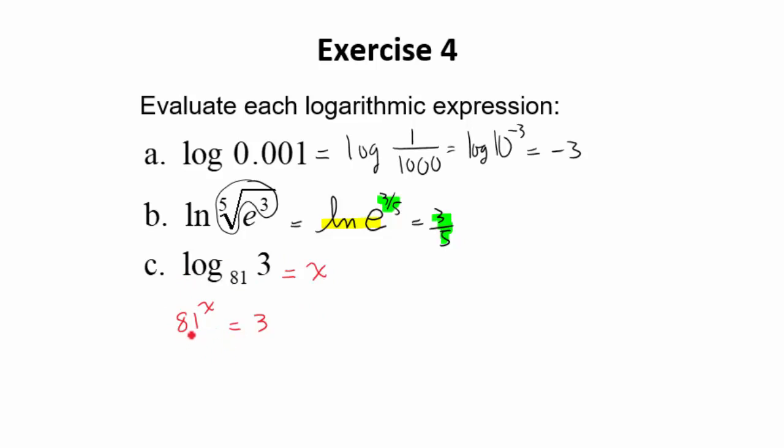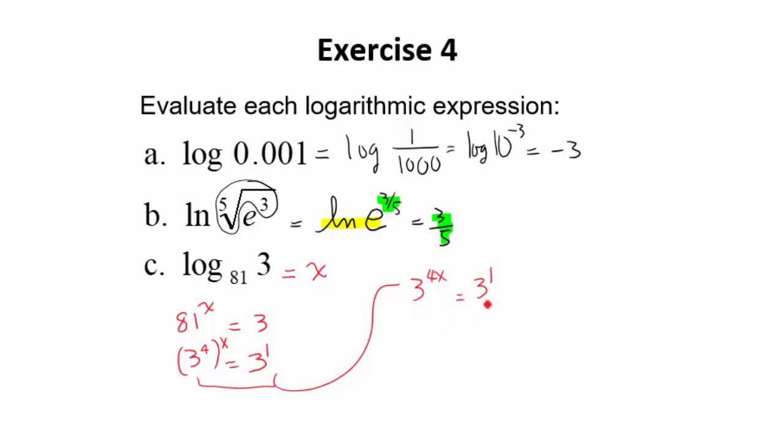And then remember that 81 is a power of 3. It's 3 to the what? 9 times 9, so that's 3 squared times 3 squared. So 3 to the 4th raised to the x is equal to 3 to the 1. So you've got that same base. So far, what do we have? We've got 3 to the 4x is equal to 3 to the 1.